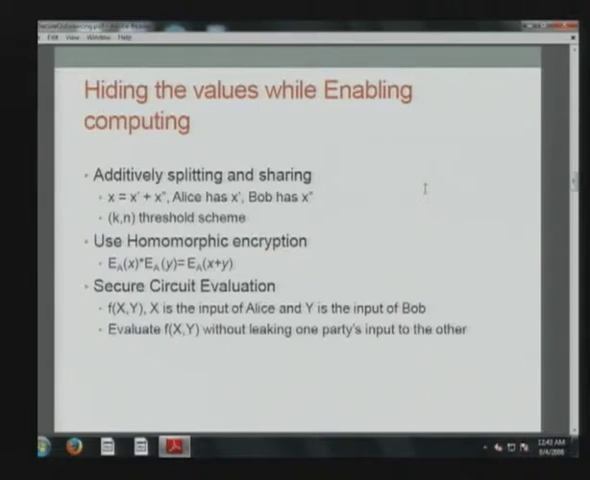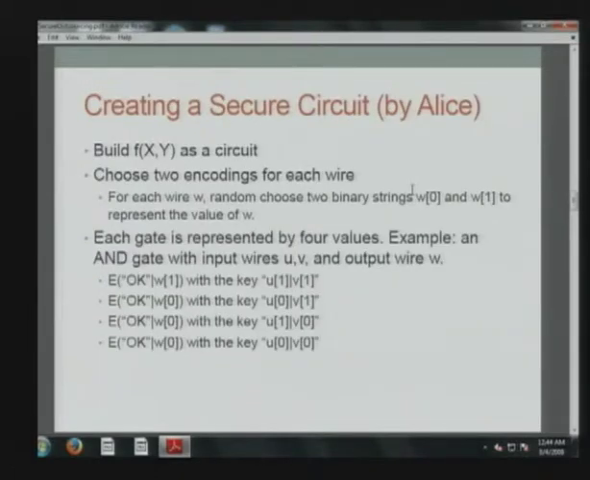The input of this is a function f(x, y), which is known to both parties. And x is the input of one party, let's say Alice, and y is the input of the other party, let's say Bob. So they want to compute f(x, y) without leaking one party's input to the other. So how can we do this?